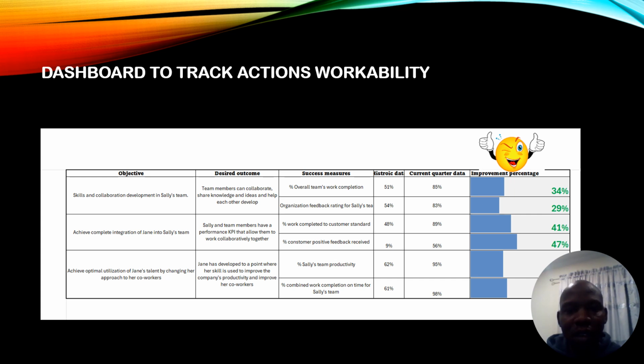Now, the historic data shows that they were at 51%, and after the implementation of actions from this objective, the overall team's completion moved to 85%. That's a 34% improvement based on the action plans that were implemented for this objective. So this is an example of a dashboard that could be used to measure if the actions that were generated from the objectives are really working.